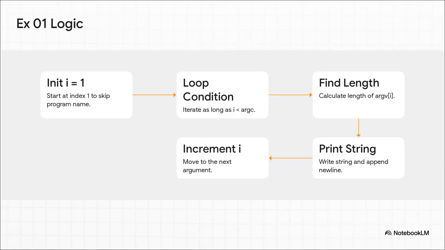To skip argv[0], just initialize your loop counter variable to 1, int i = 1. Then use a while loop that runs as long as i is less than argc. Inside that loop, you're going to apply the exact same logic we just wrote for exercise 00. Find the length of argv[i], use write to print it, write a new line, and then increment i. By simply starting at index 1 instead of 0, you perfectly bypass the program name. No messy if statements inside your loop required.